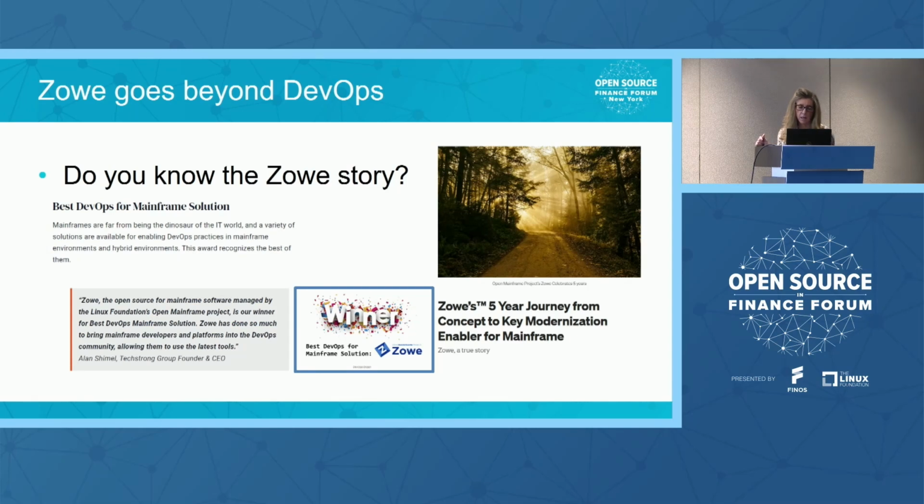So, interestingly enough, when Zowe was introduced back in 2018, the top 5 in 5 was designated as 5 because this year is Zowe's 5-year anniversary. And in the 5 short years that Zowe has existed, it has achieved many milestones, one of which is that it won Best DevOps for Mainframe Solution 2 years in a row, which is good news and bad news for us in the Zowe community.